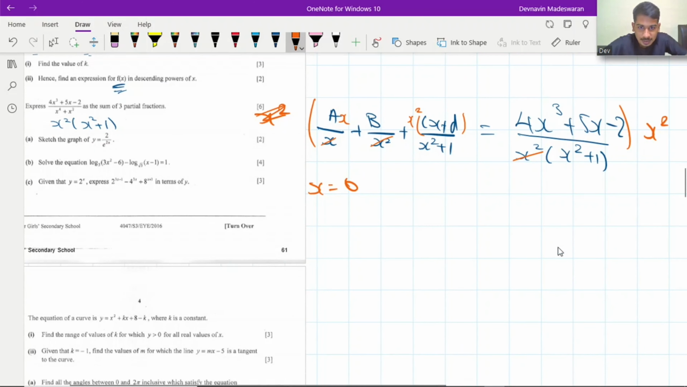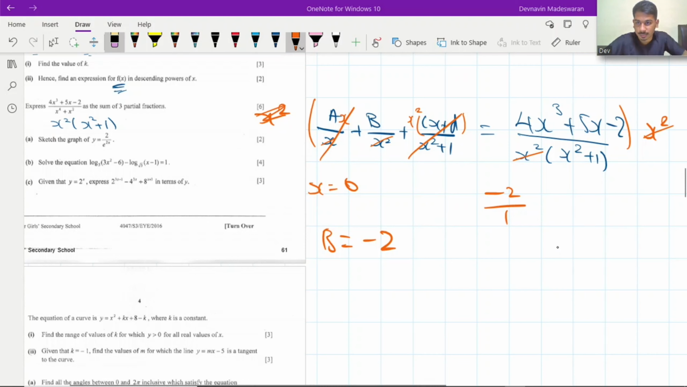Then what's going to happen? This first number will be gone, and the second number will be there, but this one will be gone also because x squared will be 0. Since I've cancelled it, we just have this left over. So we sub x equal to 0 here. It's going to be negative 2 over 1, so that means B is equal to negative 2. I hope you got the logic.